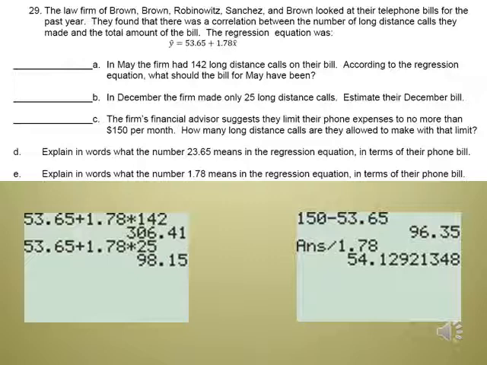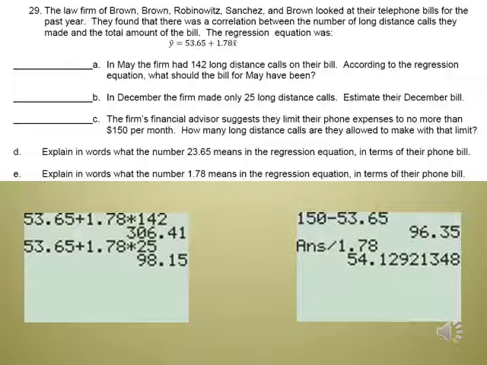They're giving me the y. They're giving me that 150 equals 53.65 plus 1.78x. And what I've got to do is subtract and divide. The calculator's answer here is 54.12, which, since I can only make a whole number of phone calls, means they can only make 54 calls.